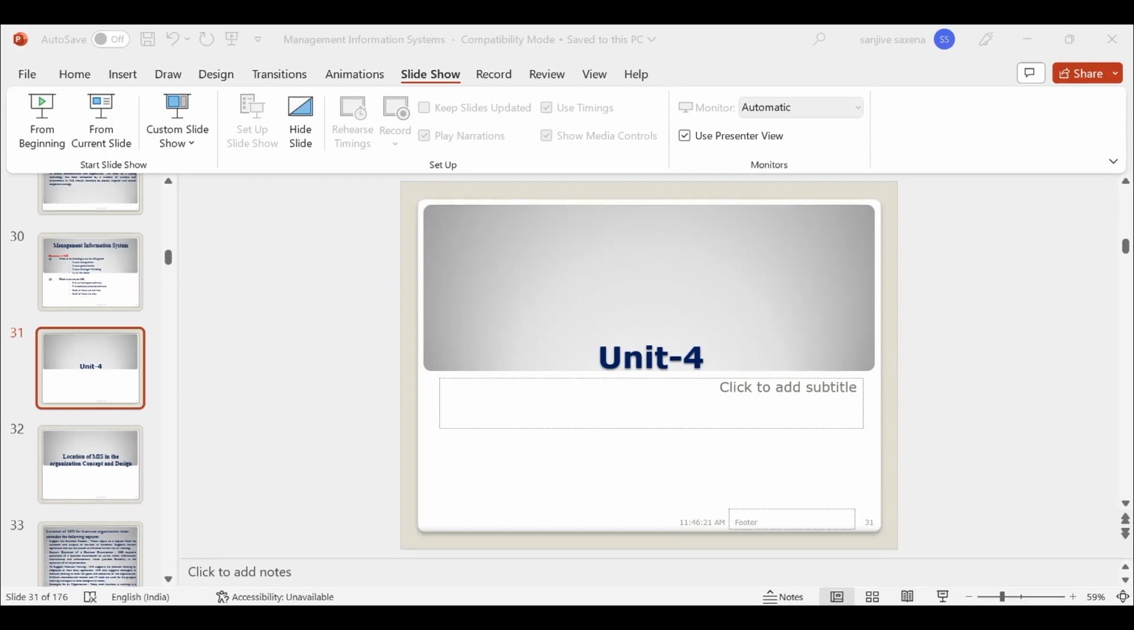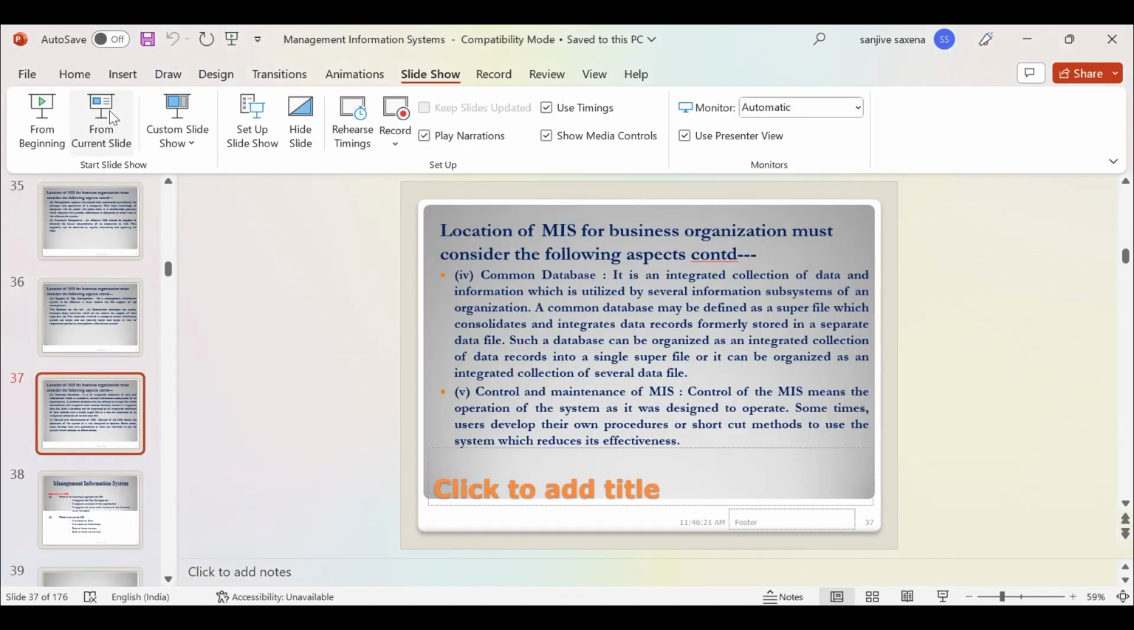Okay, so let's close this and we'll move on to some other unit, which is unit number 5.